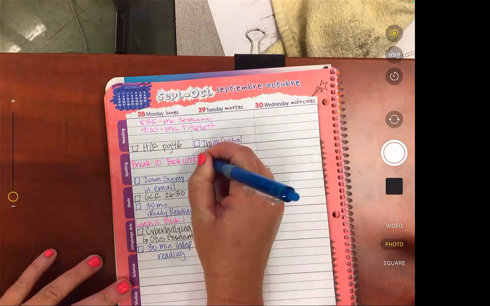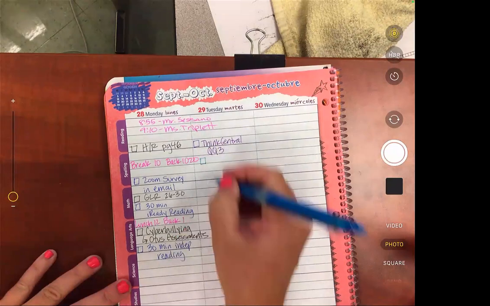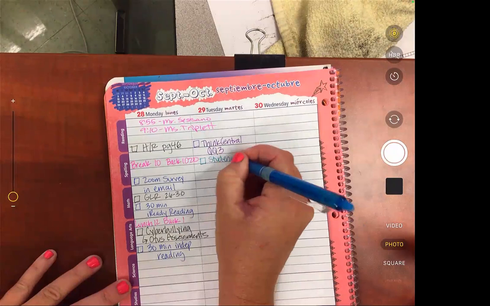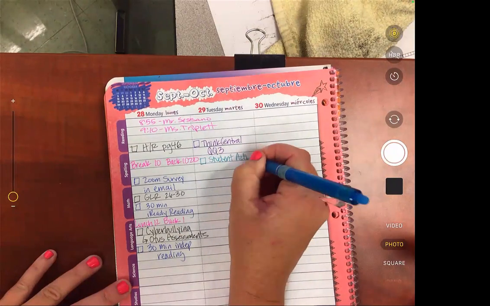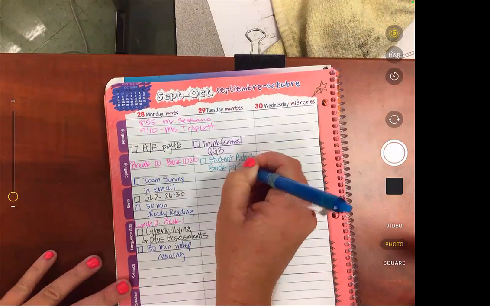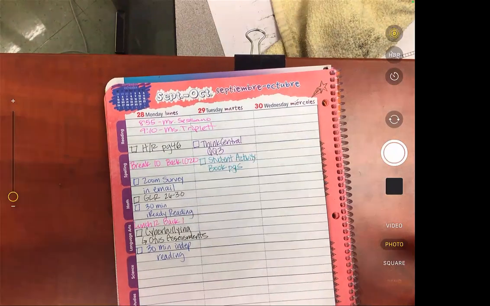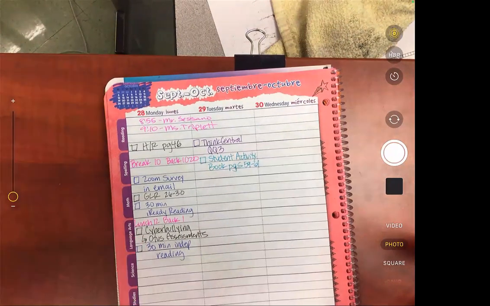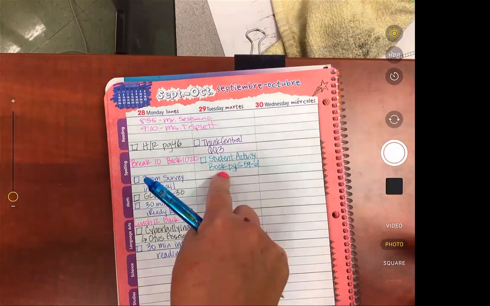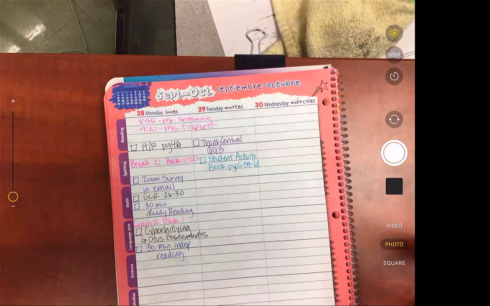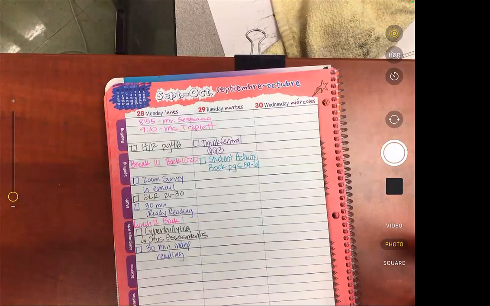So first thing is Quick Quiz 3. Second thing is your student activity book. Not in the homework book, in the student activity book. And we are doing pages 59, 60, and 61. So 59 to 61, okay? Do not do your student activity book until your Think Central is finished. Think Central comes first, okay?